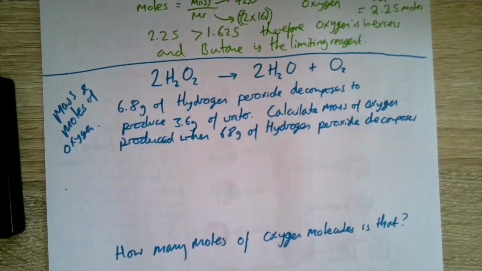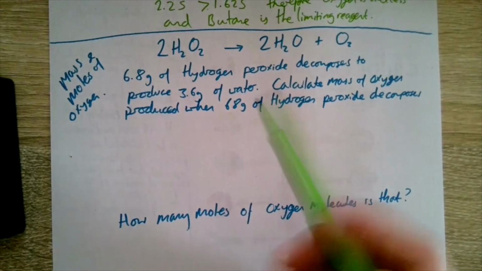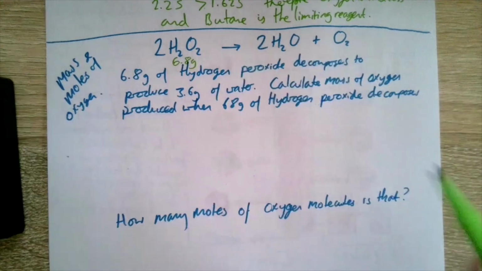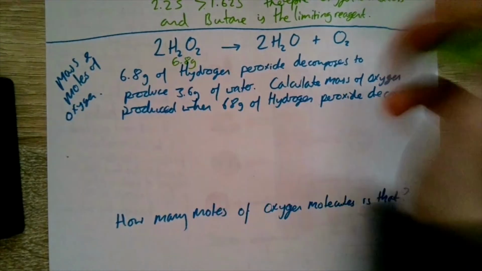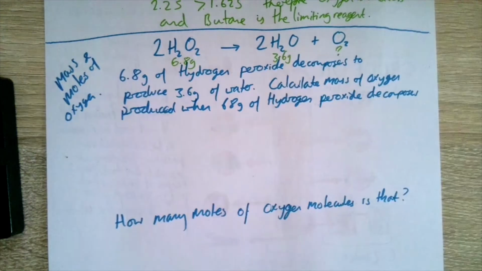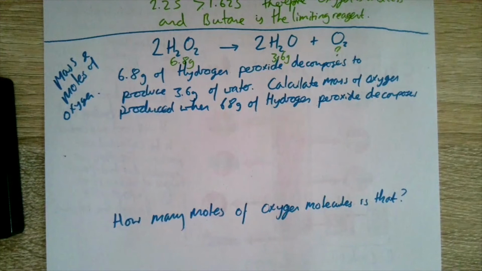Finally, just our question on our mass and then our moles of oxygen. So here we've got 6.8 grams of hydrogen peroxide decomposing to form 3.6 grams of water, and we're asked what our mass of oxygen is. Now, lots of us did this through moles and Mr calculations, which is absolutely fine, it will get you the same answer. However, there's an even simpler way of doing this.